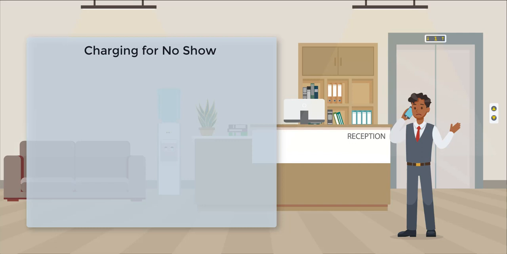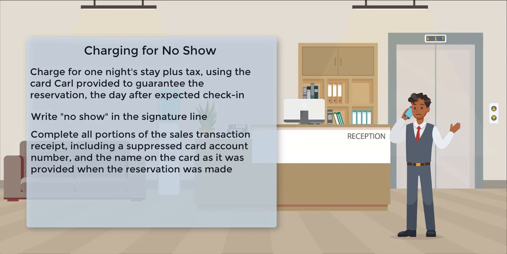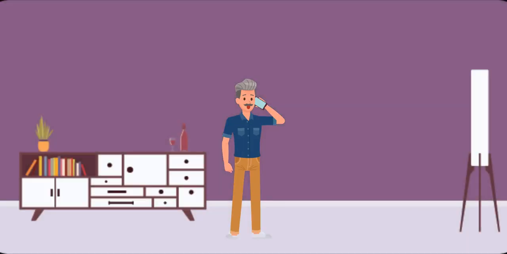The steps necessary to charge for this no-show are using the card number that Carl provided to guarantee his reservation. Joe charges the card one night stay plus tax on the day after expected check-in. Joe writes "no show" on the signature line. Joe completes all portions of the sales transaction receipt, including a suppressed card account number and the name on the card as it was provided when the reservation was made. Carl initiates a chargeback when he sees the charge on his statement.